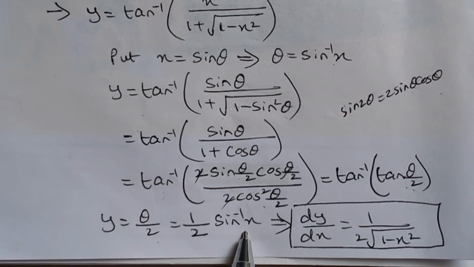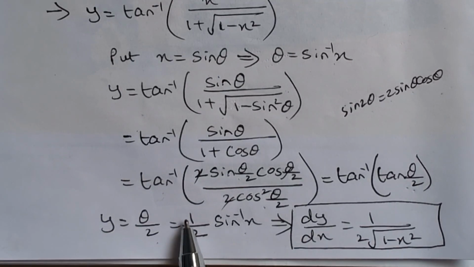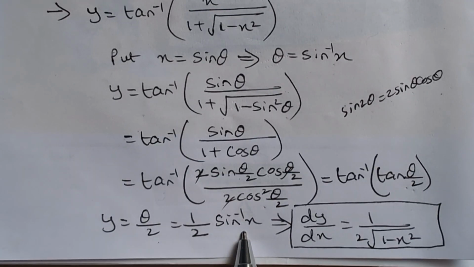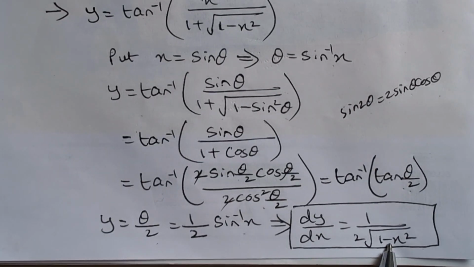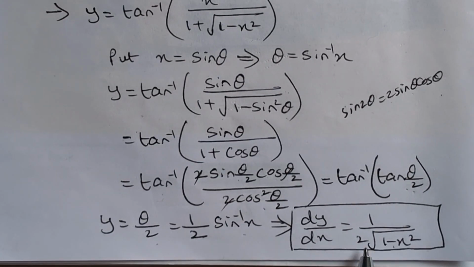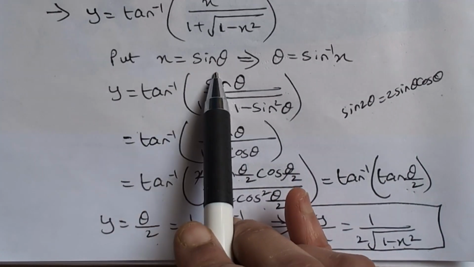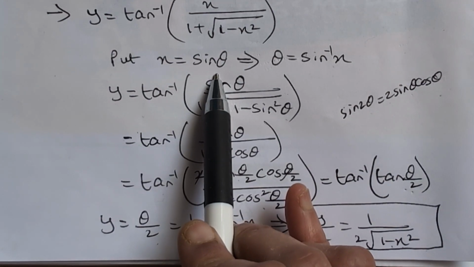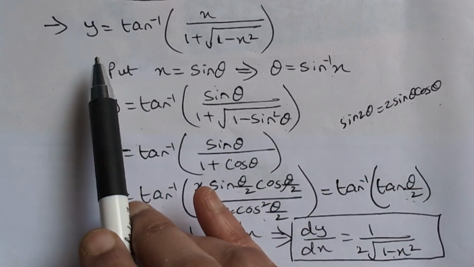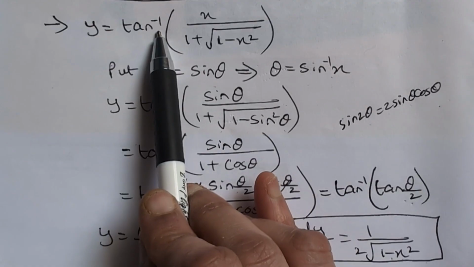Now we can differentiate this, so dy by dx will be 1 by 2 into the derivative of sin inverse x, which is 1 by root of 1 minus x square. So 1 by 2 root of 1 minus x square is dy by dx. Okay. So by using suitable substitution, we can easily differentiate these inverse trigonometric functions.